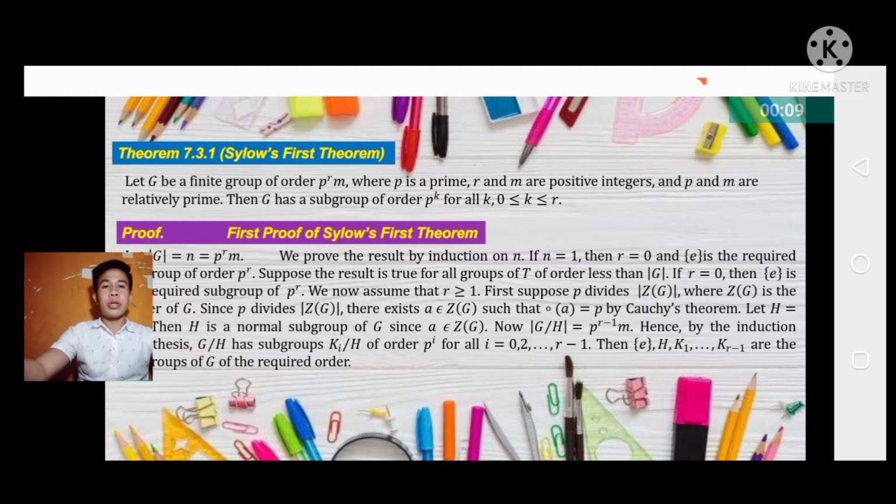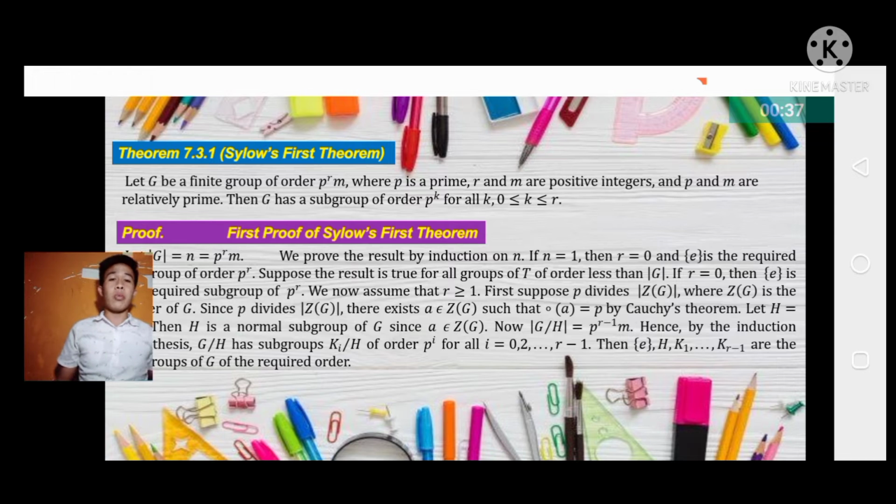Theorem 7.3.1, Sylow's first theorem. Let G be a finite group of order p to the r times m, where p is a prime, r and m are positive integers, and p and m are relatively prime. Then the group G has a subgroup of order p to the k for all k greater than or equal to 0 but less than or equal to r.